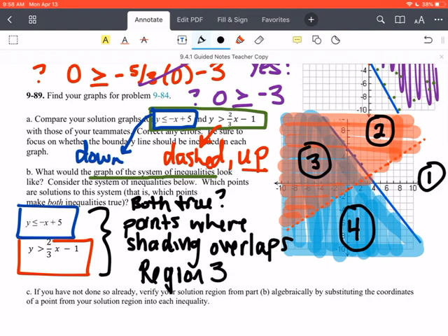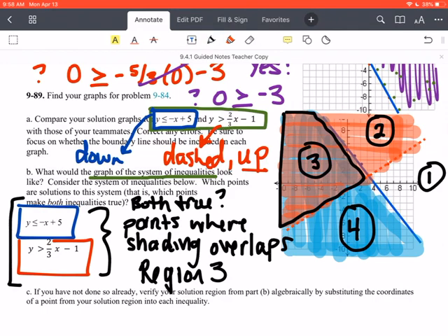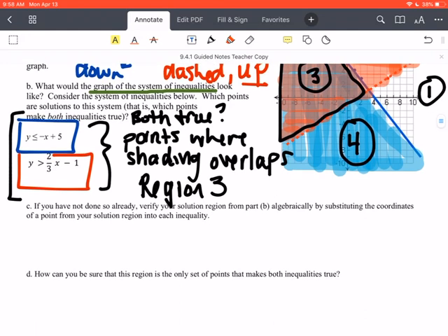I'm going to say that's region 3. If you notice, right here is where the blue and the red overlap. Okay, so it says on C, if you have not already done so, let's verify that what we think is really true. So let's pick a point in region 3 and plug it in to each inequality.